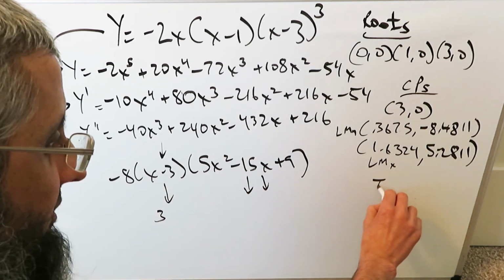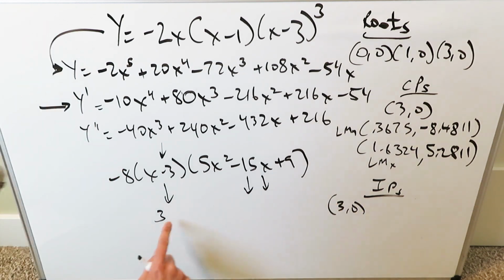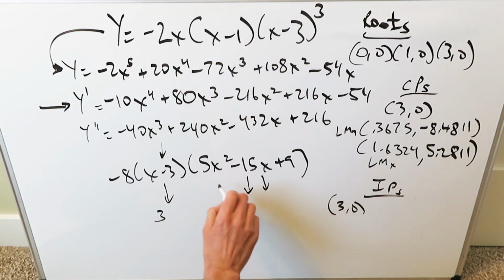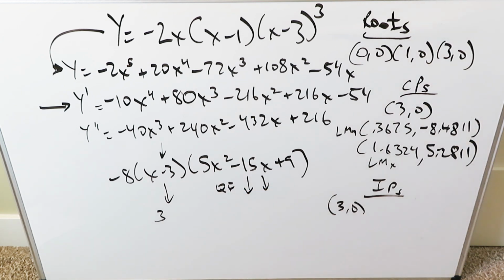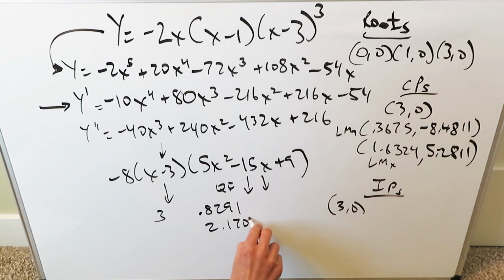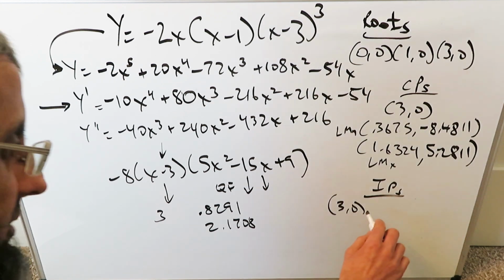So I'm looking here at my inflection points, and one is going to be 3 comma 0, because you put this 3 into your original, you get your y value. From here you use your quadratic formula, you get two values, and I'll put those out for you. Your one is going to be 0.8291 x value using a quadratic formula, and your other x value from the quadratic formula will be 2.1708. Then you put these values into your original equation to get your corresponding y values, and I'll put them out for you.